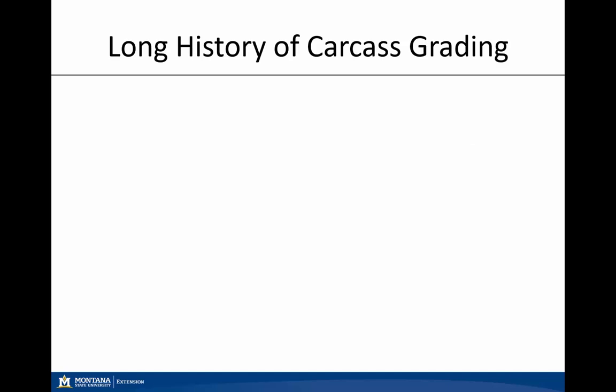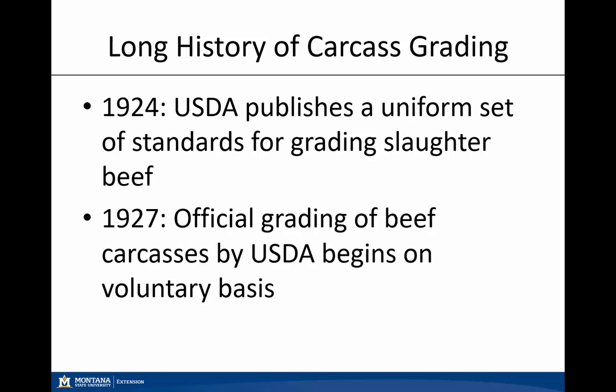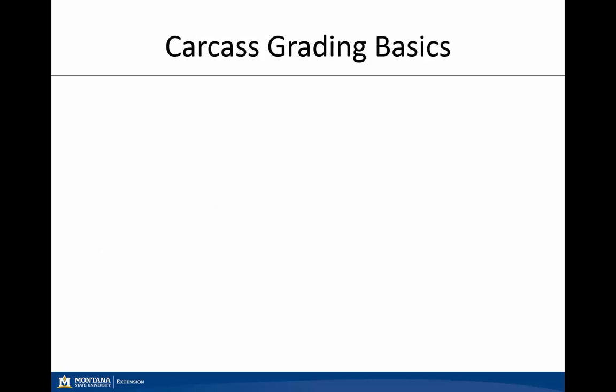To give just a brief history lesson here on carcass grading, back in 1924 the USDA established its first set of grading standards for slaughter beef, and by 1927 those official grading criteria for beef carcasses by the USDA began on a voluntary basis. Now federal inspectors are in each plant to grade carcasses based on quality and yield grades to offer premiums and discounts based on those gradings.